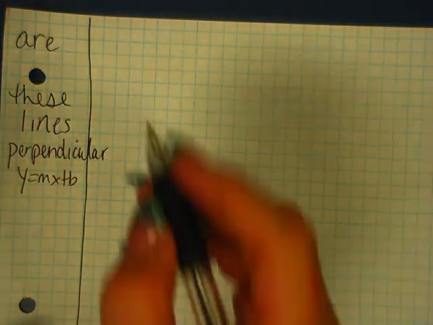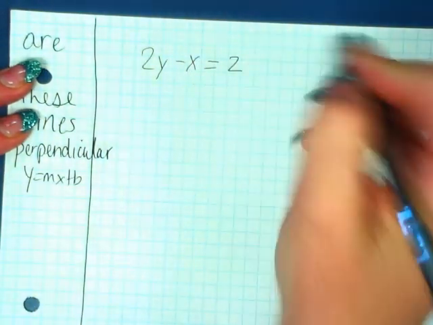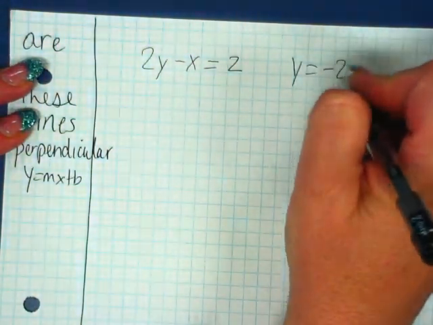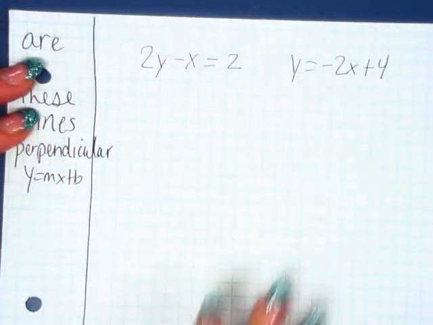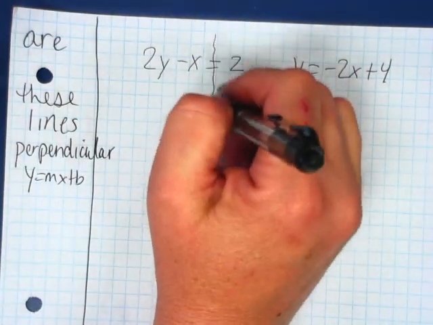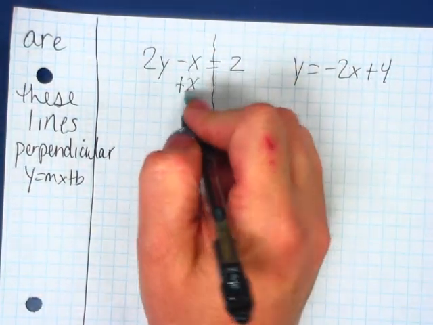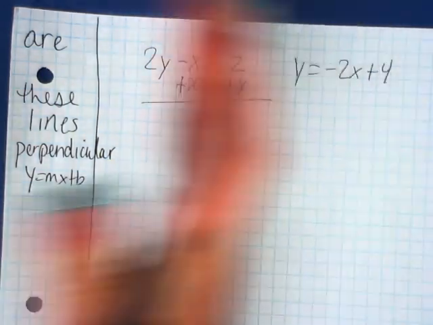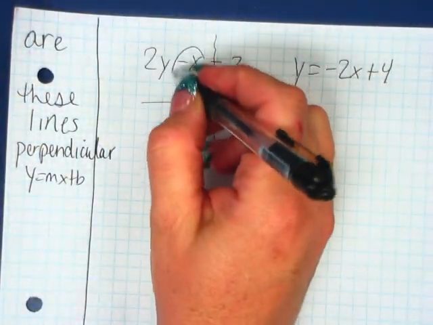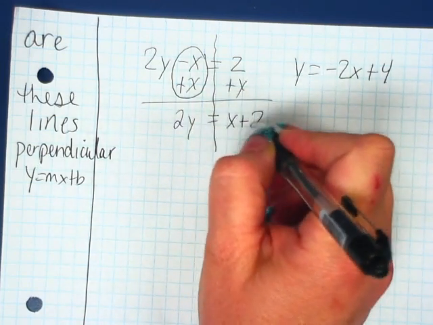So are these lines perpendicular? So we're looking at 2y minus x equals 2 and y equals negative 2x plus 4. So again, we want to get into y equals mx plus b form. Solve for y. We're going to add x to both sides of the mirror. Do it to both sides. This gives me the 0. And we're left with 2y equals x plus 2.